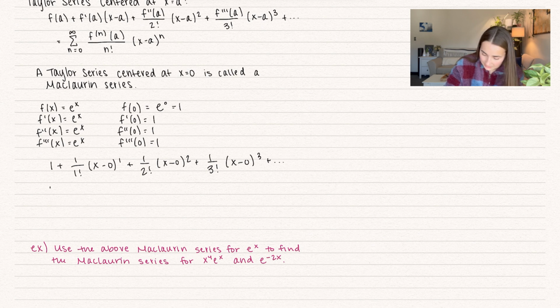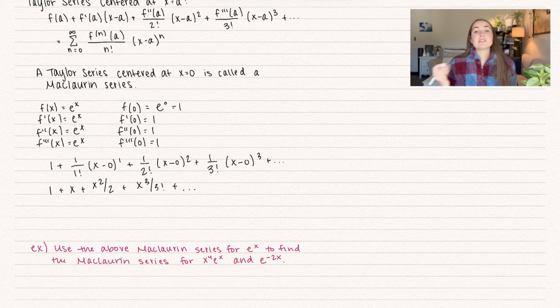So if we were to simplify this, we get 1 plus x, plus x squared over 2, plus x cubed over 3 factorial, plus so on and so forth. So now we can go ahead and write this out as a series. We get the summation. This is going to be n equals something to infinity.